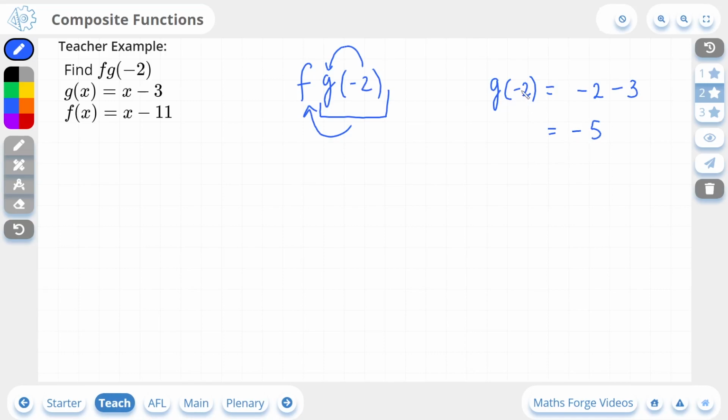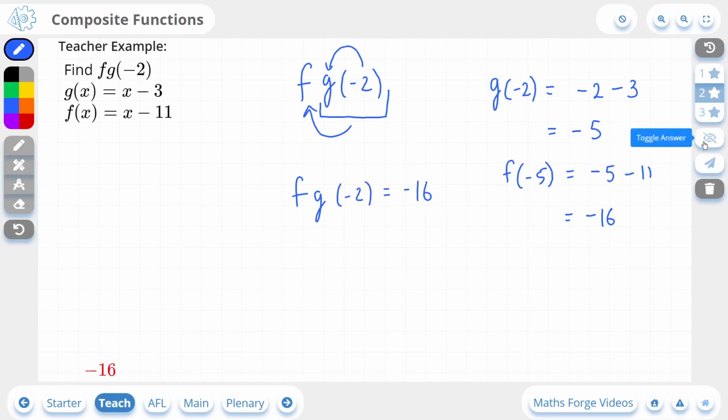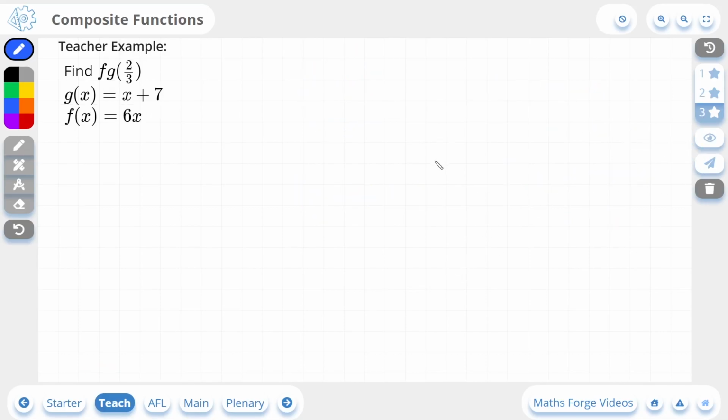Now, this is the result from putting negative 2 into g. It's negative 5. We're going to take this result and put it into f. So f of x is equal to x minus 11. But we're going to replace the x with a negative 5, which is the result from g of negative 2. f of negative 5 is going to equal negative 5 minus 11. And negative 5 minus 11 is negative 16. So therefore, f of g of negative 2 should equal negative 16. And if we check our answer, there it is. Now let's do a 3-star example.